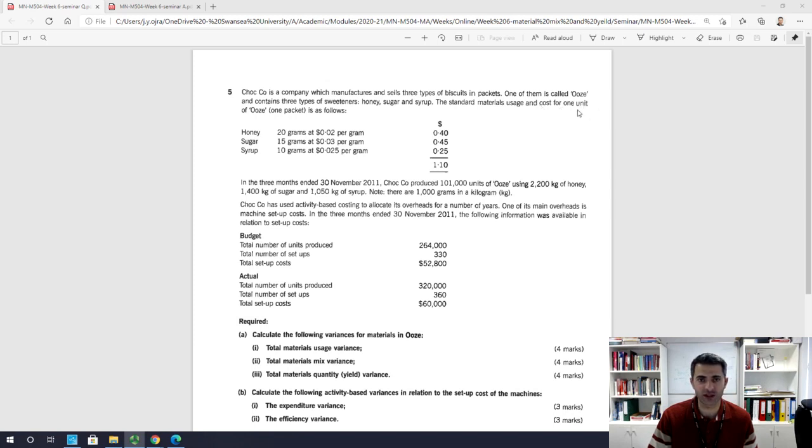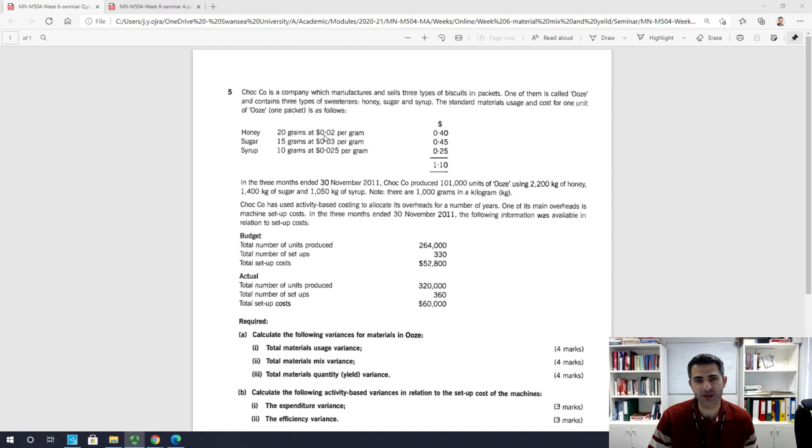This is very important to look at, whether it's only 1 unit or 1,000 units or so. If it's 1 unit, you don't need to divide, it's much easier. So these are the standard information available. If you look at the honey, that's 20 grams at 0.02 per gram.